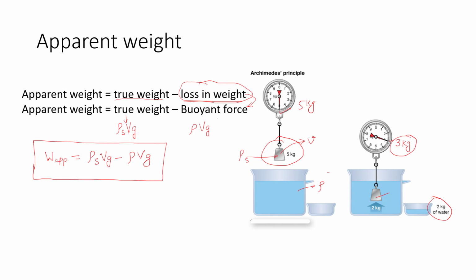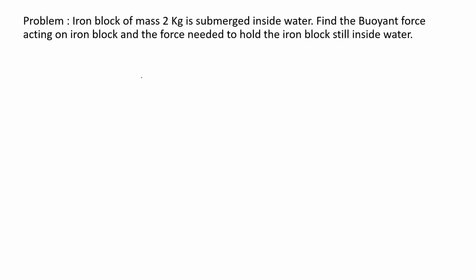Now let's move on to the next slide. Next one, we have to solve this problem in which an iron block of mass 2 kg is submerged inside the water. We have to find out the buoyant force acting on the iron block and the force needed to hold the iron block still in water. So what is happening? We have an iron block which is inside this container of water, completely inside the water. The forces acting on this are the buoyant force upwards and the weight of the block acting downwards, which is mg, correct?